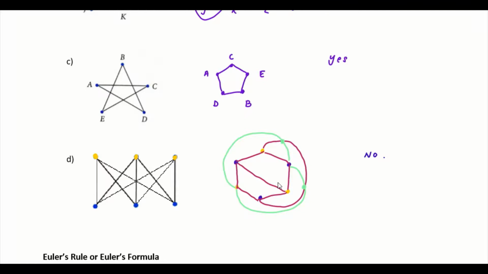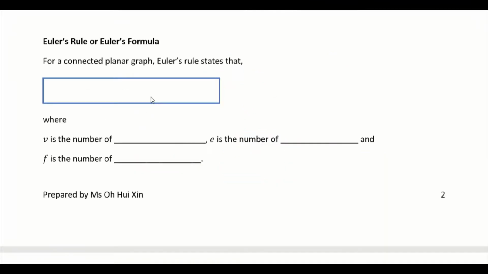Okay, so now let's move on to the identity, which is known as Euler's rule. Euler's rule, or sometimes Euler's formula or even Euler's identity, they are just the same thing. Okay, so they state that for a connected planar graph, remember this rule only applies for a connected planar graph.